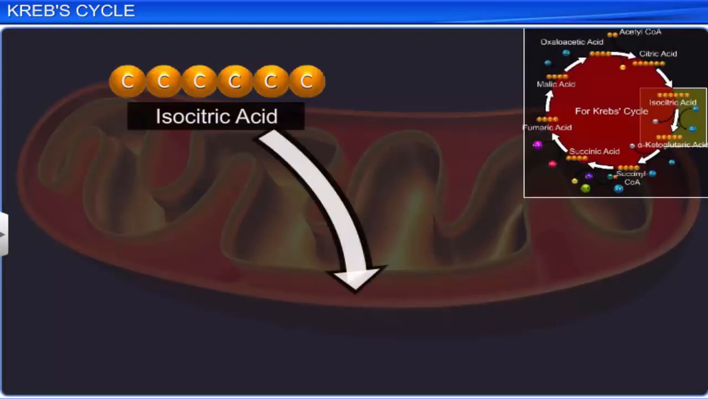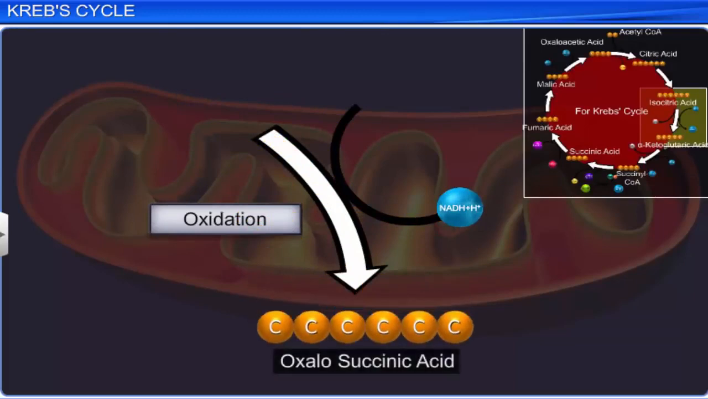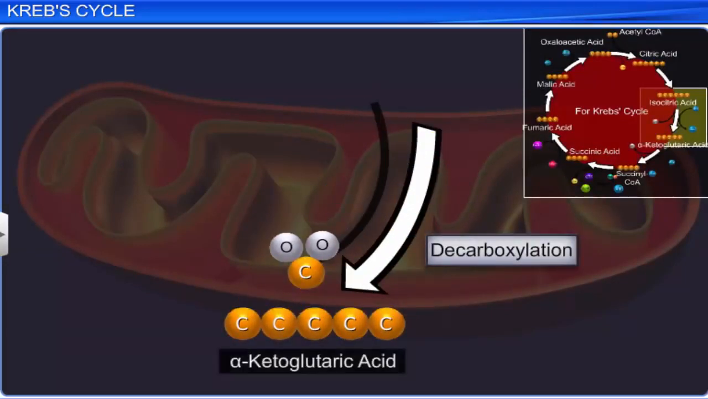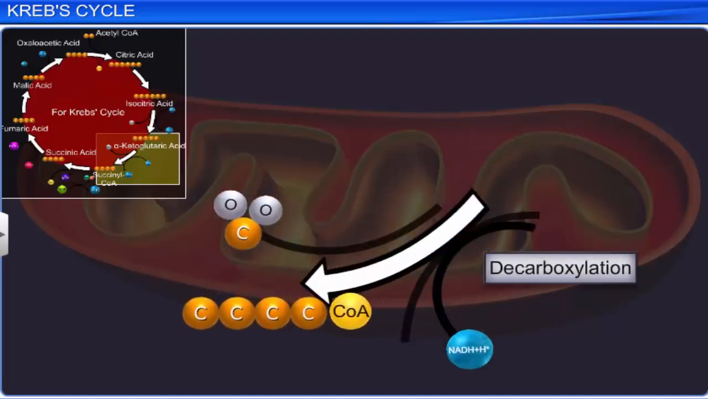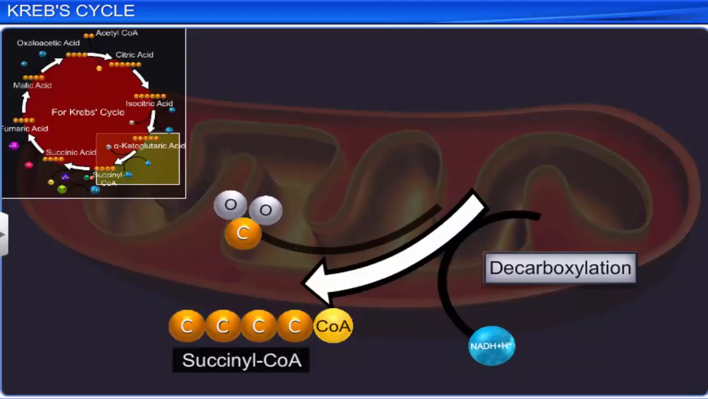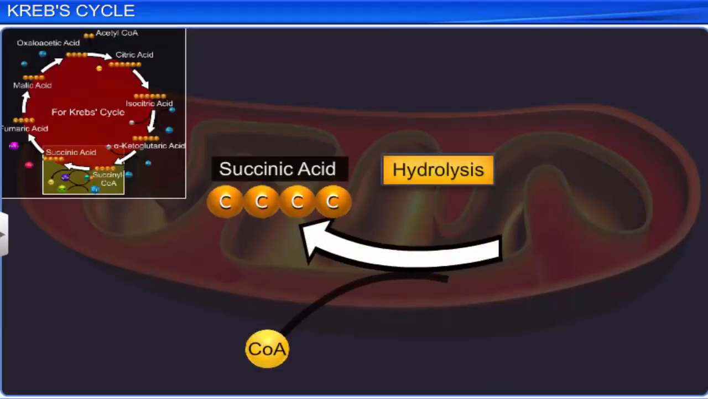The isocitric acid is then oxidized in the presence of NAD+ to form oxalosuccinic acid, which is later decarboxylated to form alpha-ketoglutaric acid. This alpha-ketoglutaric acid undergoes oxidative decarboxylation using coenzyme A to form succinyl coenzyme A, along with the reduction of NAD+ to NADH plus H plus ion. The succinyl coenzyme A formed is hydrolyzed to succinic acid with the release of coenzyme A.